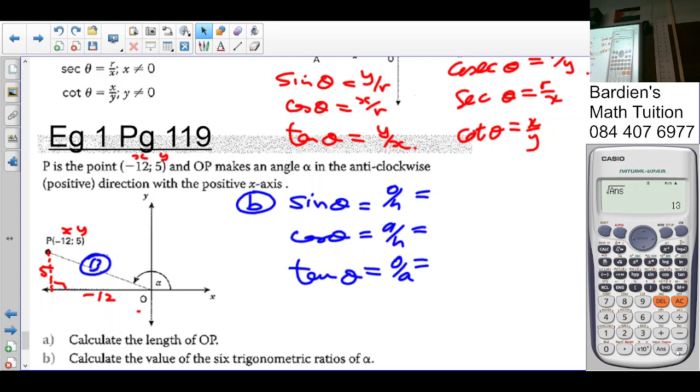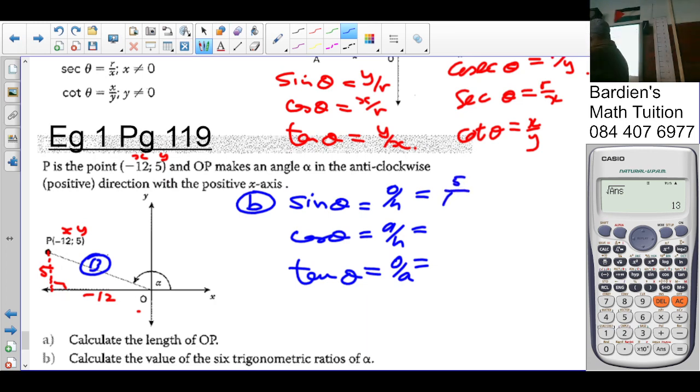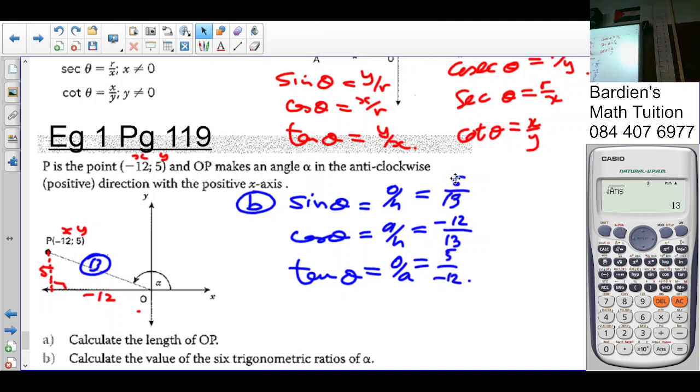So what is sine? Sine stands for opposite over hypotenuse. So what would this be? 5 over 13. Cos will be adjacent over hypotenuse, which is negative 12 over 13. Tan is opposite over adjacent, which is 5 over negative 12. You guys understand?